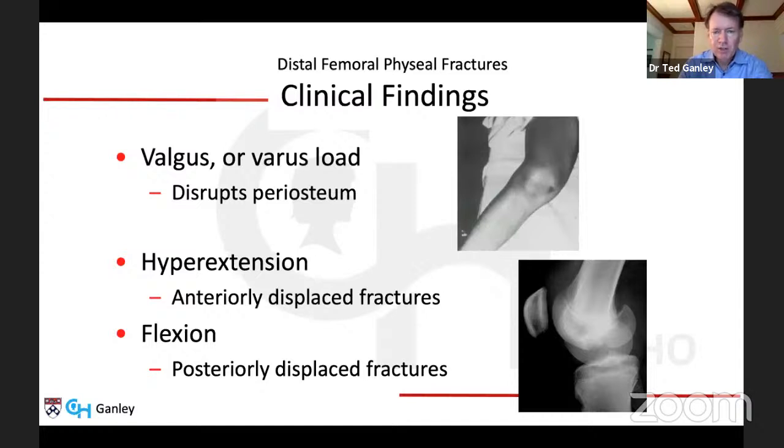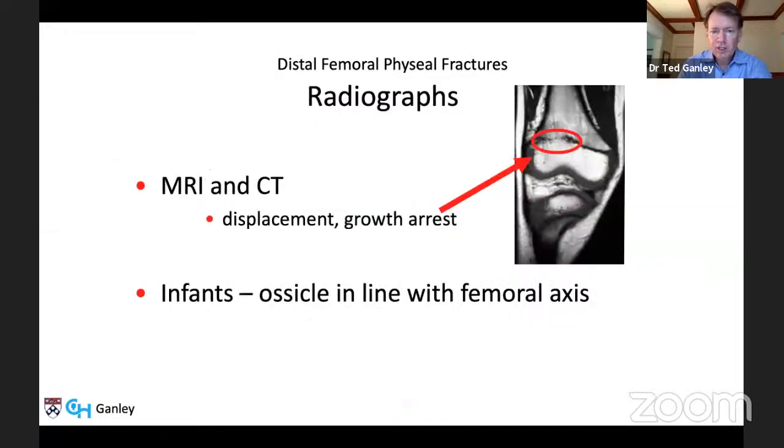You tend to get periosteal disruption from varus and valgus load. If there's hyperextension, the displacement tends to be anterior. If it's a flexion type injury, it's posterior displacement of the fracture. MRI and CT can help address not just displacement, but evaluate for growth arrest, and you can see an example in the upper right. If you have these physeal fractures in infants, you want to just make sure the ossicle is in line with the femoral axis.